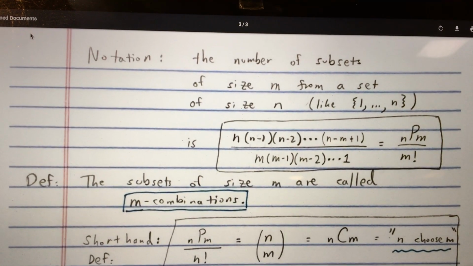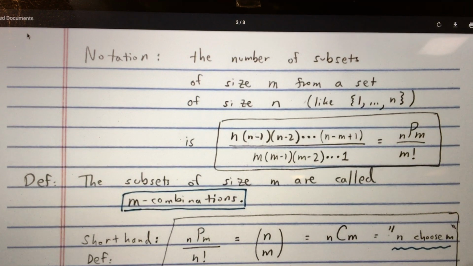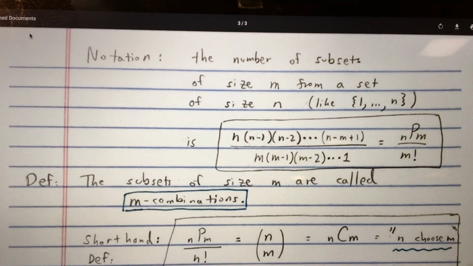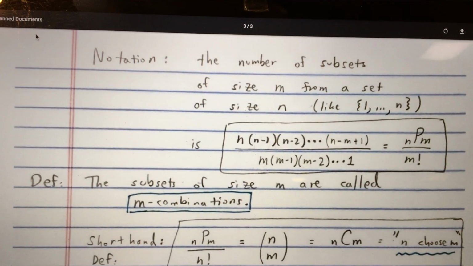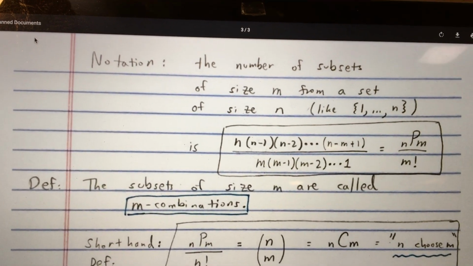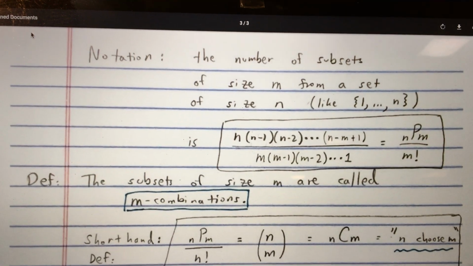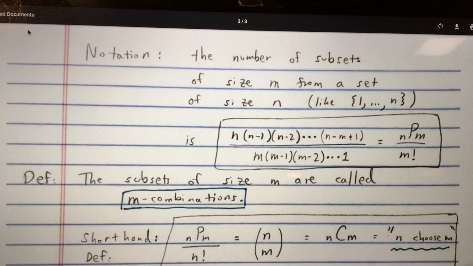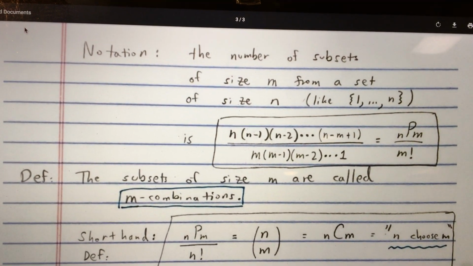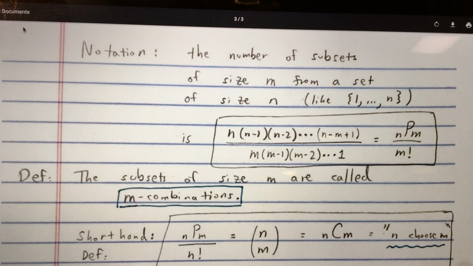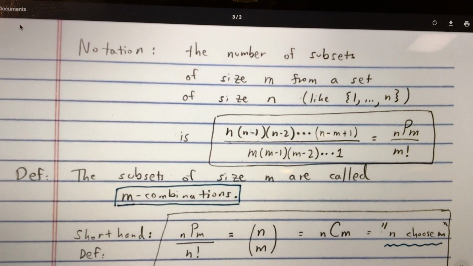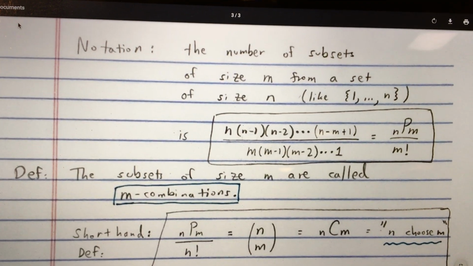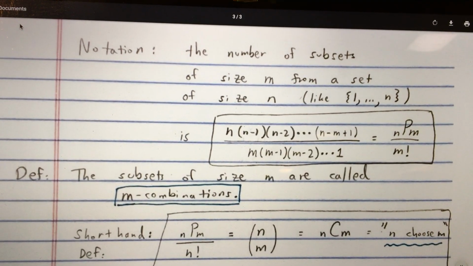Now we have some notation and some formulas to talk about. First of all, we're still on the same subject, the number of subsets, but I'll use some variable sizes now so you can see the general formulas. The number of subsets of size m from a set of size n, like 1, 2, 3, 4, 5, all the way up to n, is, using the multiplication principle on top, n times n minus 1 all the way down to n minus m plus 1.